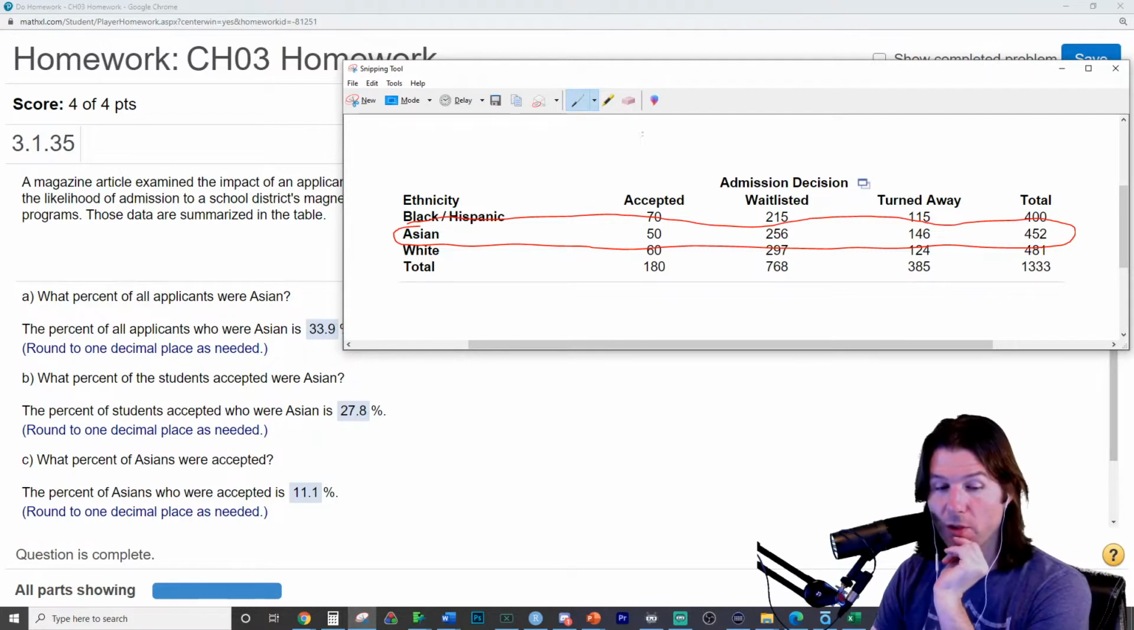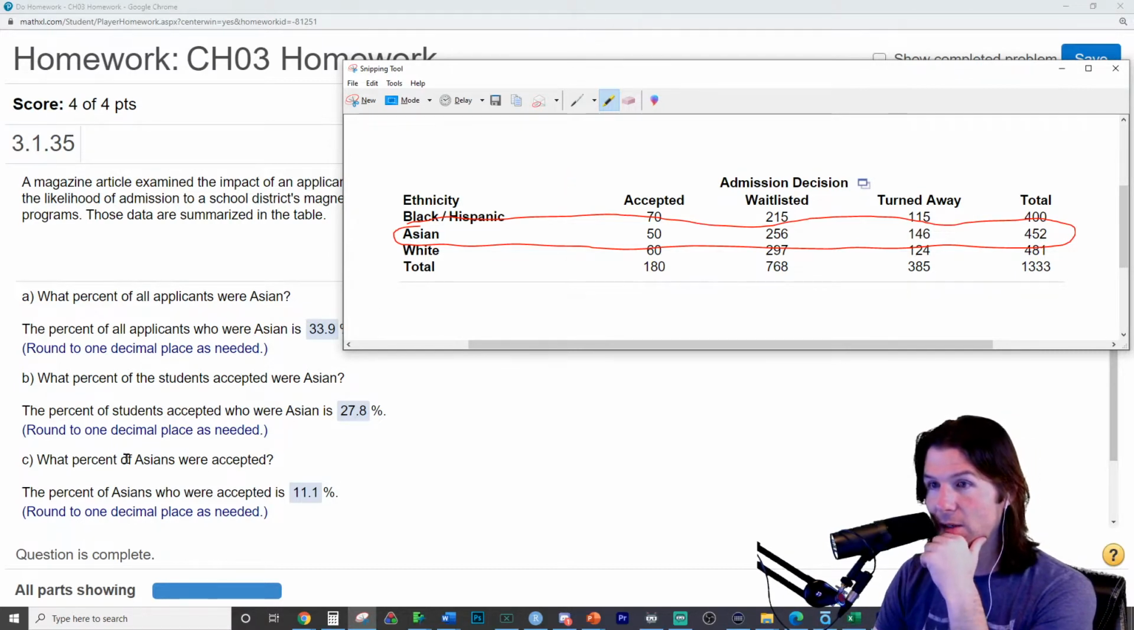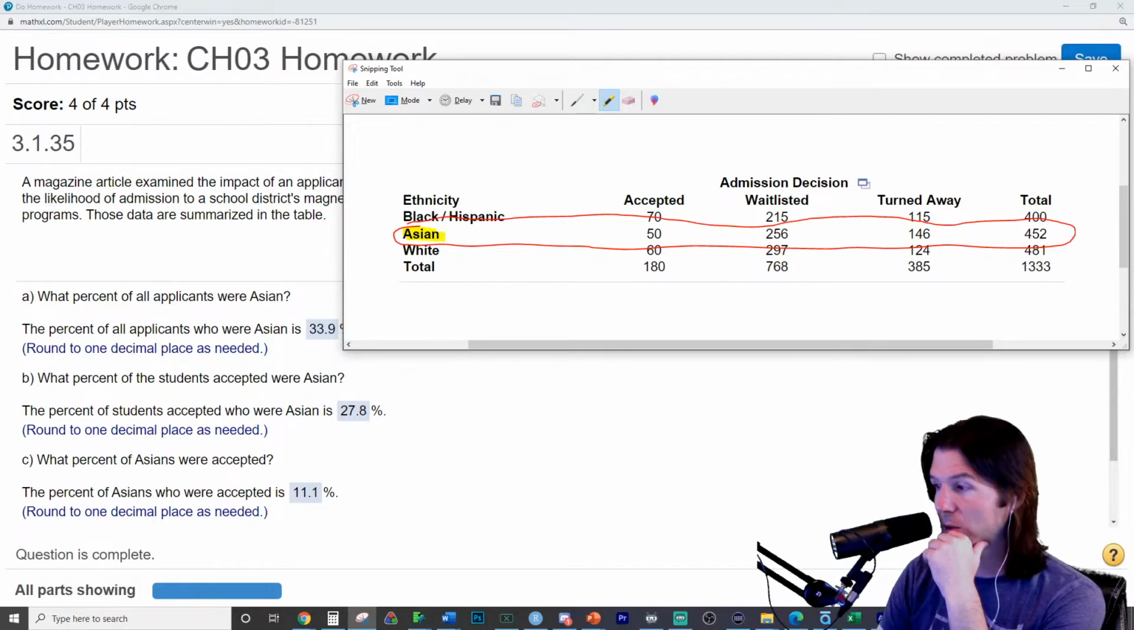Who remembers the term for when we do a given? We say like, given someone is Asian, what's the probability? It's a good question because right down here, it says the percent of Asian students. So we're going to say if someone is Asian, so given someone is Asian, conditional, exactly. Great job right there, Kirsten. So given someone is Asian, what is the probability they were accepted?